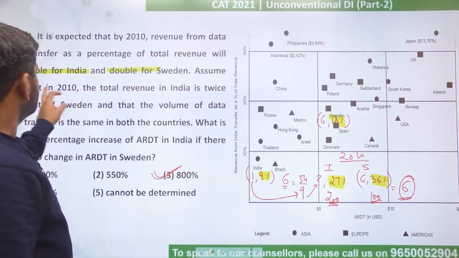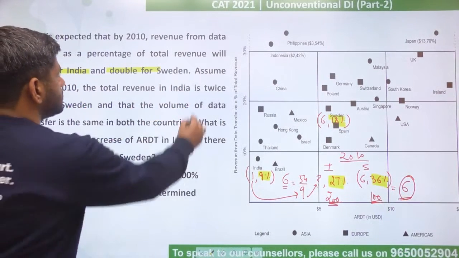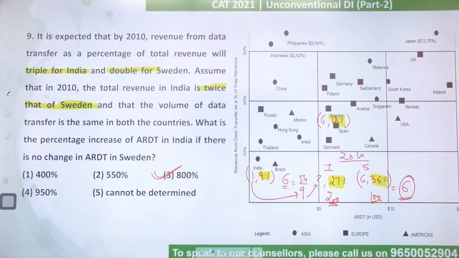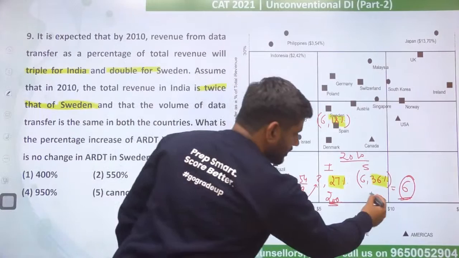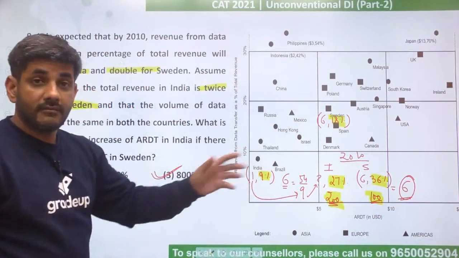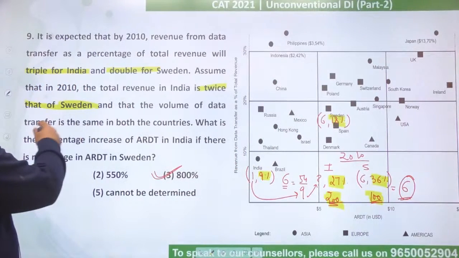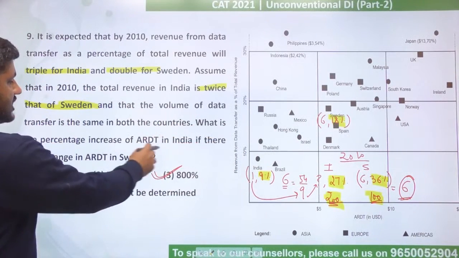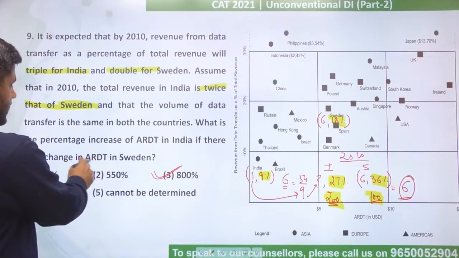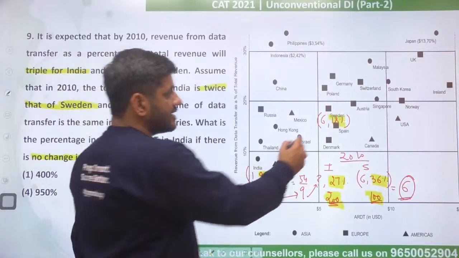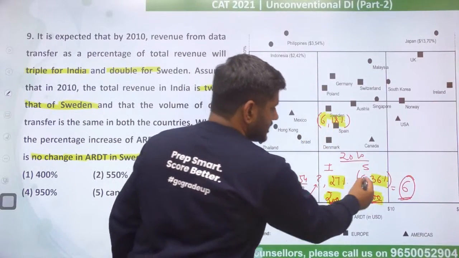Also, assume that total revenue in India is twice that of Sweden. India का revenue is twice of Sweden. So I assume the revenue of Sweden to be 100. Of India it would be 200. That is the total revenue. And the volume of data transfer is same, which I used later. कैसे? What is the percentage increase of ARDT if there is no change in ARDT of Sweden? So इसका मतलब Sweden का ARDT which was 6, it is still 6.